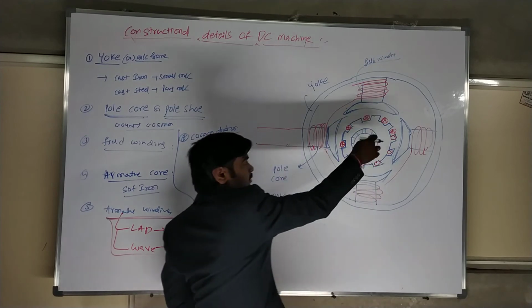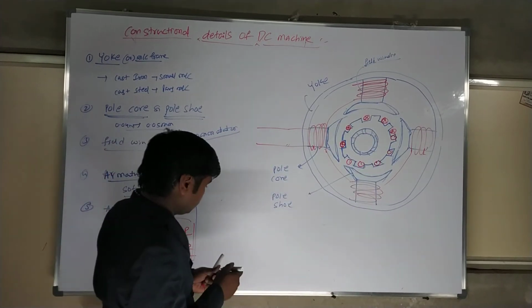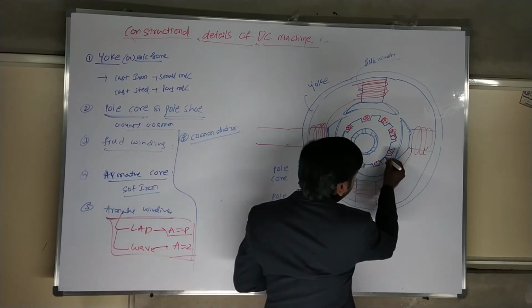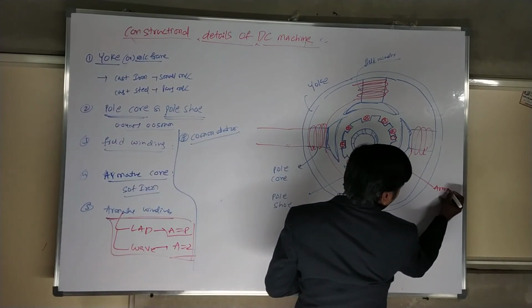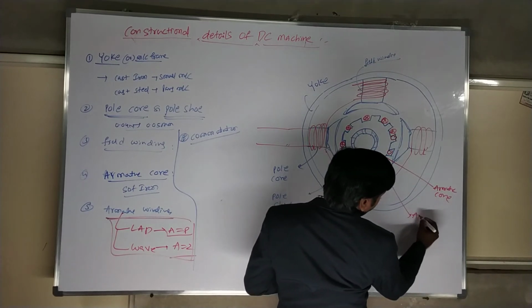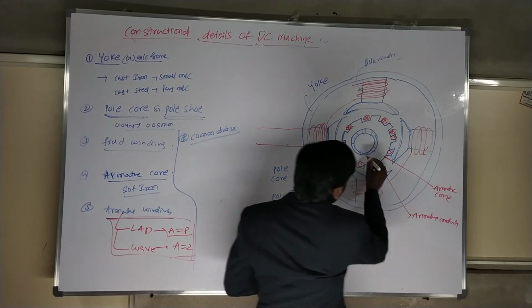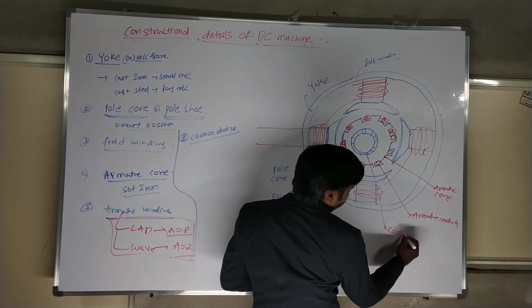All individual conductors you can connect to here. A cross-sectional view is a commutator. To understand it very clearly, I should draw one by one. This is an armature core. Armature conductors. This is a commutator.